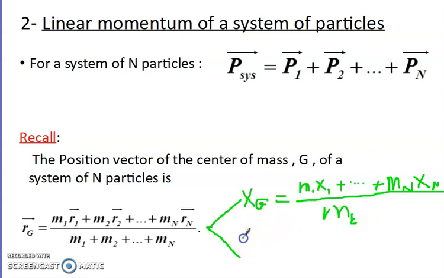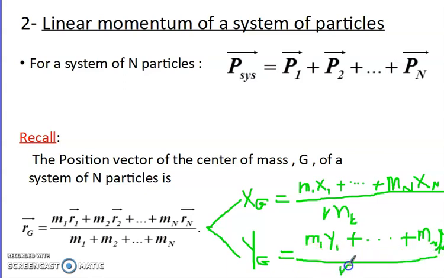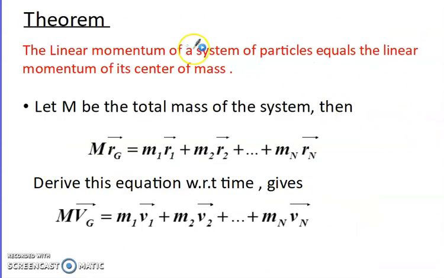Similarly for the y, equal m1 y1 plus m2 y2, then you count all the particles, mn yn over the total mass. Clear? I think this is simpler. Any problem? Good. Now we want to verify an important theorem.